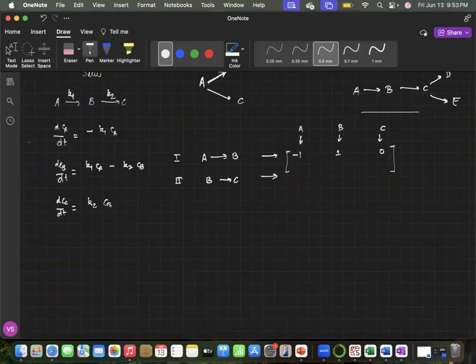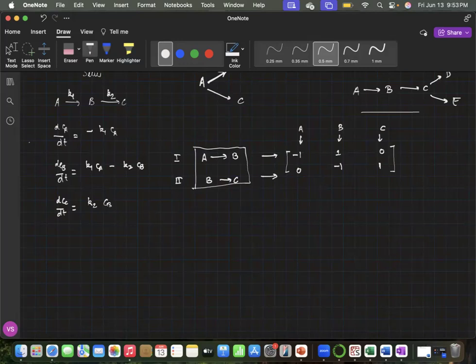Similarly, for the second reaction, the coefficient of A is 0. The coefficient of B is -1. It's a reactant. And for C, it's 1 over here, right? So that's the stoichiometric matrix for this particular system of reactions, right? Now, what is the advantage of this type of a system?